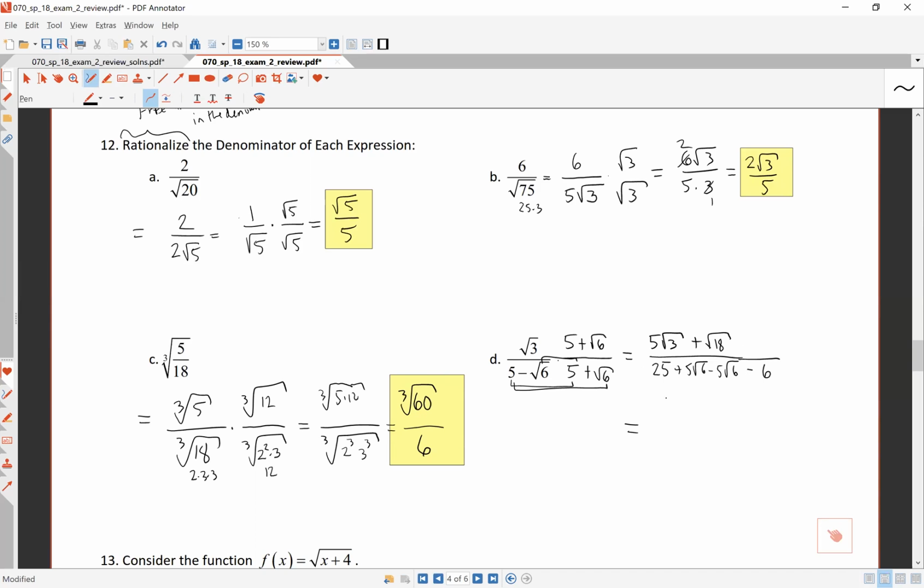The numerator, square root 18, which is the square root of 9 times 2, or 3 square root of 2, plus 5 square root 3. Does not matter the order that you write that in. The denominator, these middle terms cancel, and 25 minus 6 is 19.